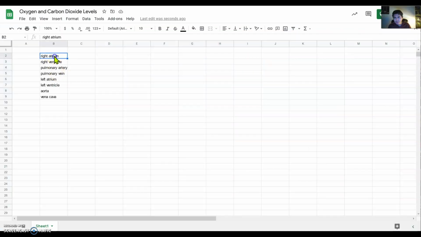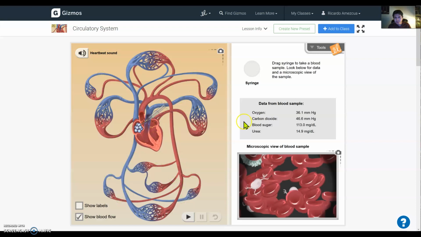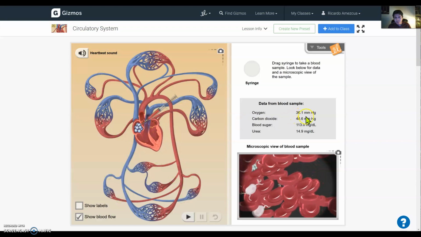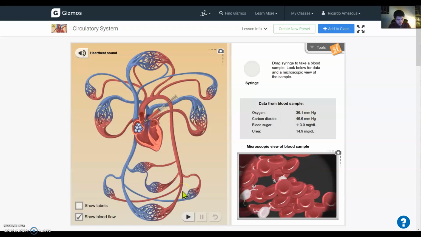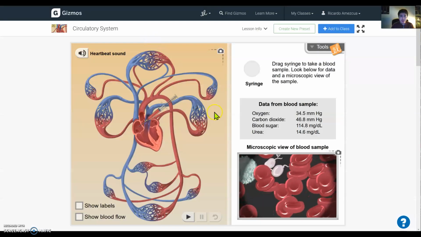We take this syringe and, starting with the right atrium, if you put it in the right atrium, it will give you 36.1 and 46.6. I went ahead and made some changes, so here's our 36.1, 46.6 for carbon dioxide and oxygen. I put some color coding here to denote that oxygen is in red and carbon dioxide is in blue. And we'll go ahead and do this 5 more times.